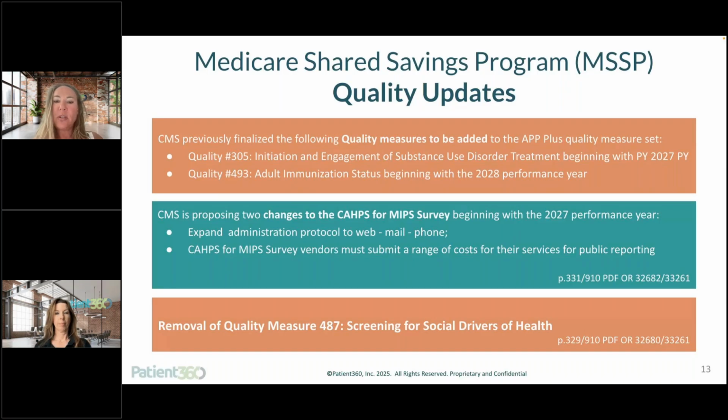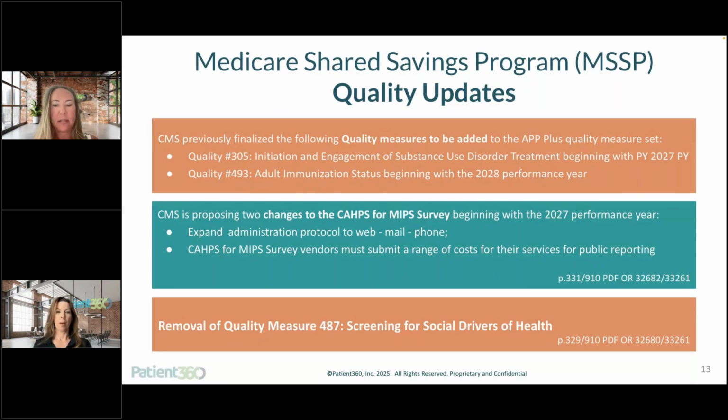And then removal of measures. CMS is proposing to remove quality measure 487, that's screening for social drivers of health. They were going to start that in 2028, but they're not going to. Why aren't they going to? It's their continued attempt to eliminate measures that merely tick a box to show something was done, because that doesn't really measure anything. It's process. They really want to get clinicians acclimated with processes, and that's important, but they're looking to get folks to graduate to outcomes that have impact on quality of care.